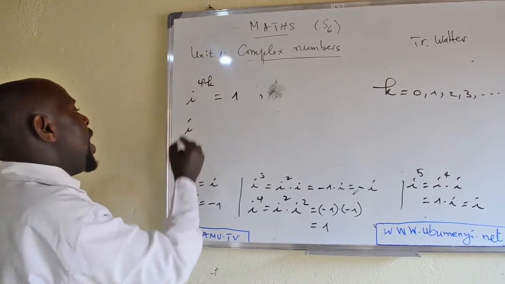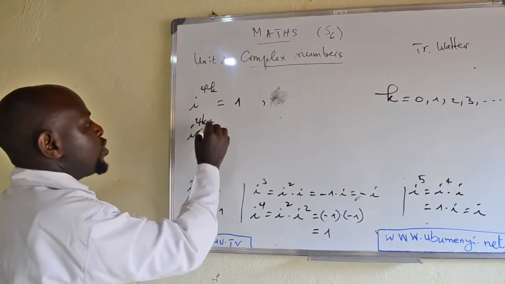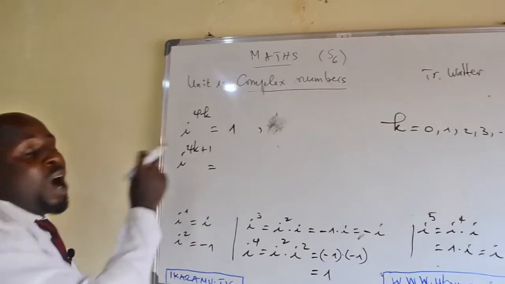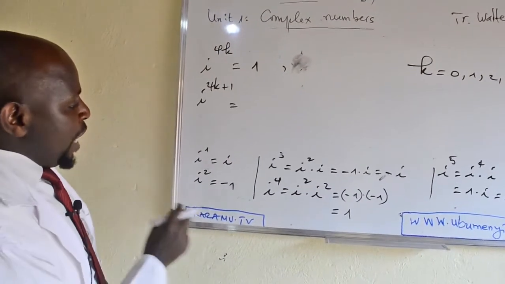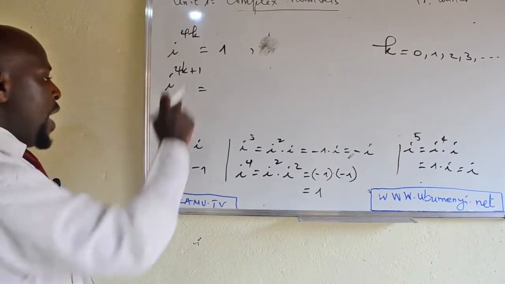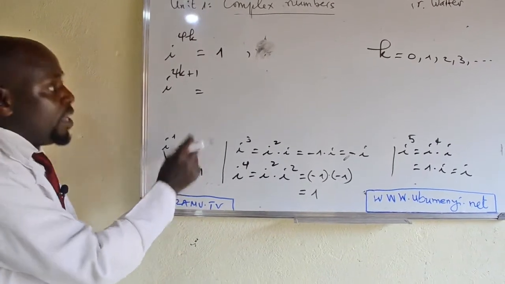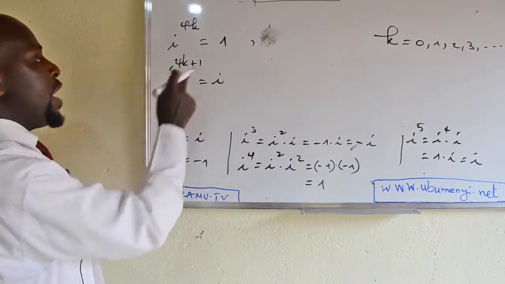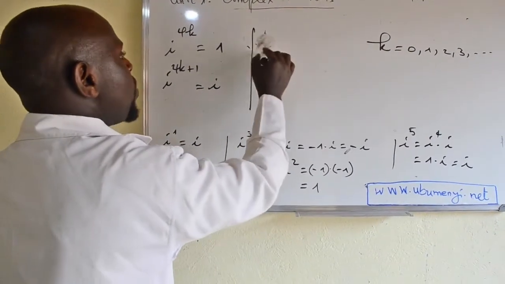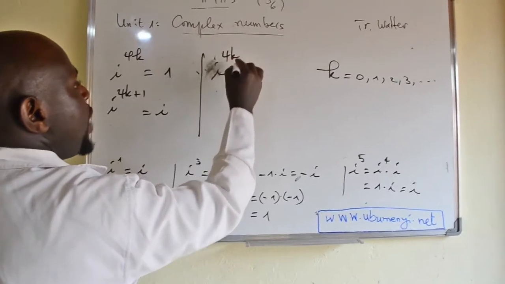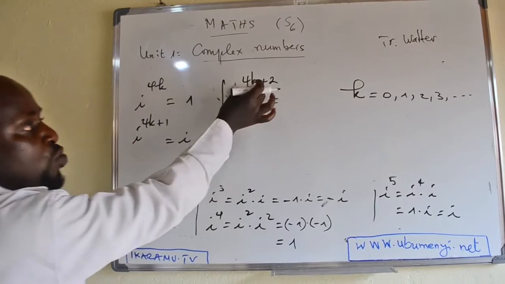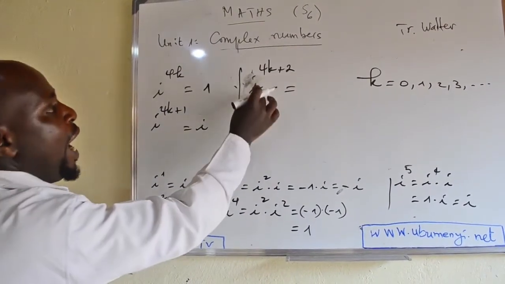We can also have I power 4k plus 1. We are working with the multiples of 4. So if you divide the number by 4 and the remainder is 1, we have an example. If k equals 0, we have I power 1, which is equal to I. Whenever we have 4k plus 1, it will be equal to I. We can also have it as I power 4k plus 2. A good example is, if k equals 0, we immediately get I power 2.